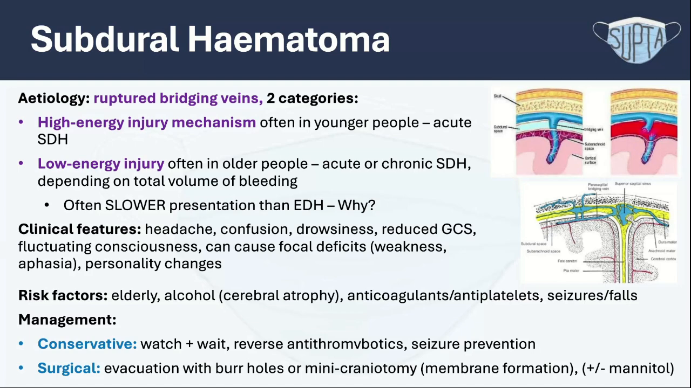We also need to think about whether the patient is a good candidate for surgery, because in older, frail patients with multiple comorbidities, the risks of surgery may in some cases outweigh the benefits. But surgery is needed when the bleed is larger or more symptomatic, of course. As a general rule, surgery is considered if the hematoma is more than 10 millimeters thick, if there's a midline shift, or if the patient has fluctuating reduced consciousness, confusion, reduced GCS, or maybe even a focal neurological deficit.